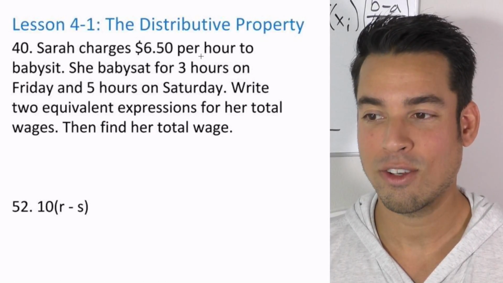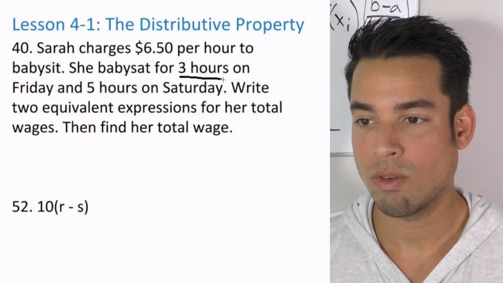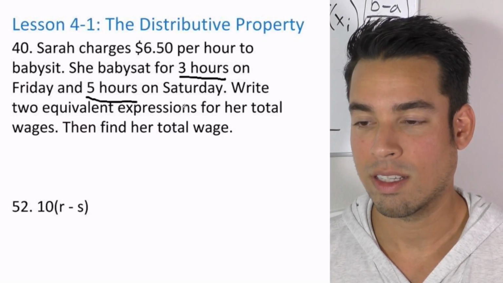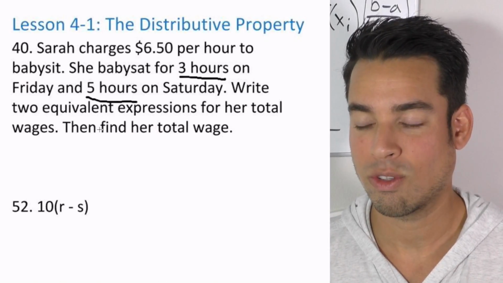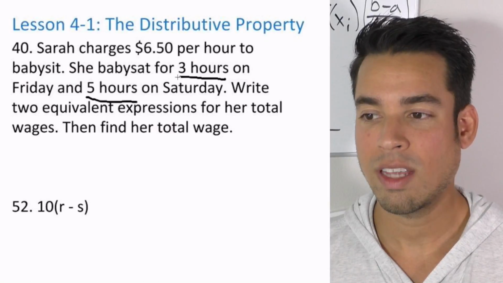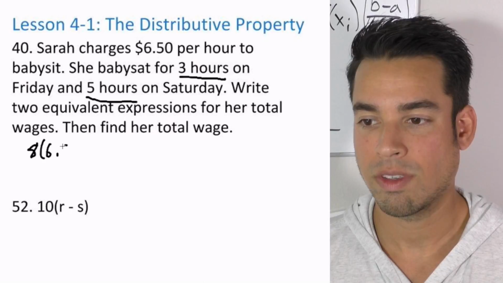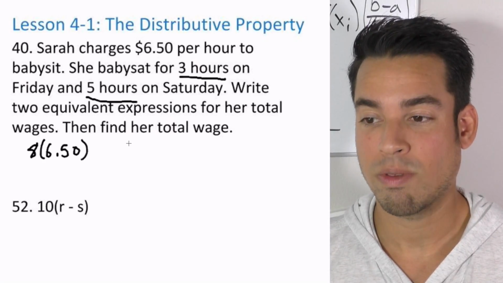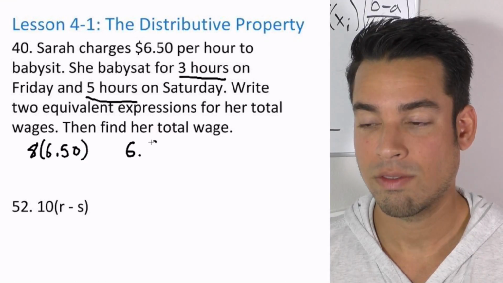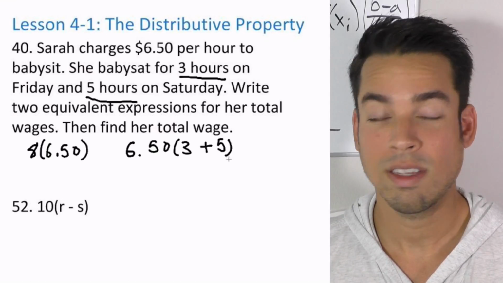Sarah charges $6.50 per hour to babysit. She babysat for 3 hours on Friday and 5 hours on Sunday. Write two equivalent expressions for her total wages and then find her total wages. So this is 8 hours total. One way we could write this is we could just say 8 times 6.50. Fine, done, no worries. If we wanted to use the distributive property, we could write it like this: 6.50 on the outside times 3 hours on Friday and 5 hours on Saturday.